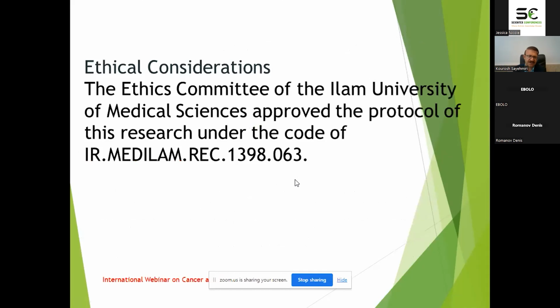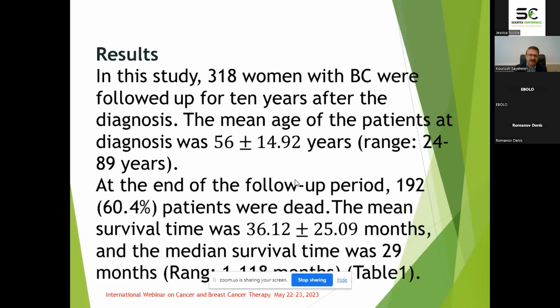This research was considered by the ethics committee of Ilam University of Medical Sciences, and the protocol of this research was approved by this committee. In this study, 318 women with breast cancer were followed up for 10 years after the diagnosis.